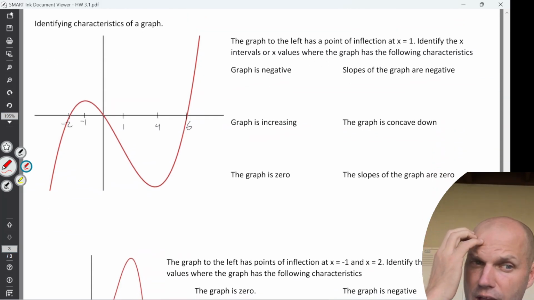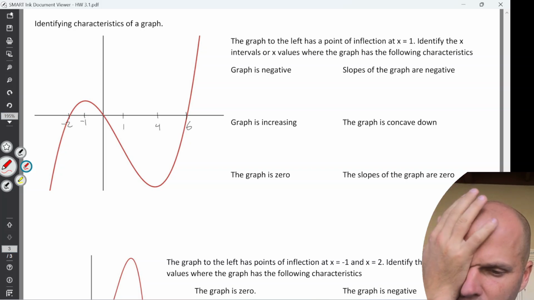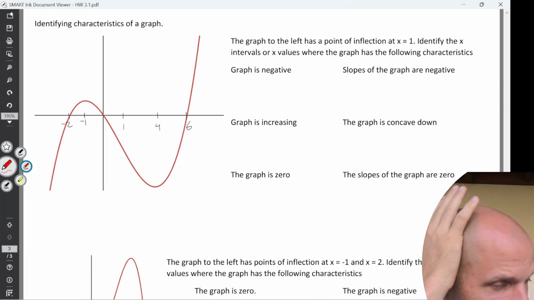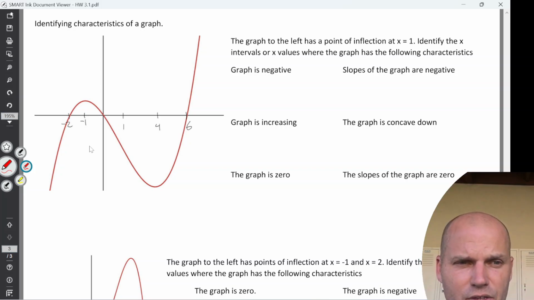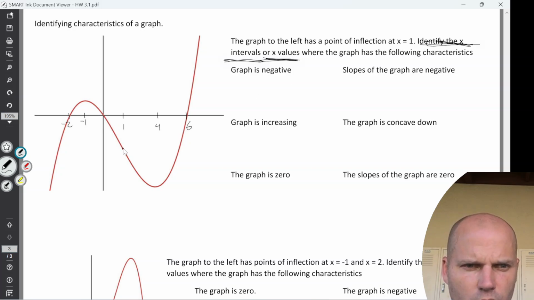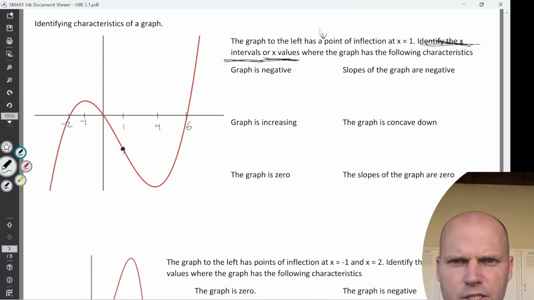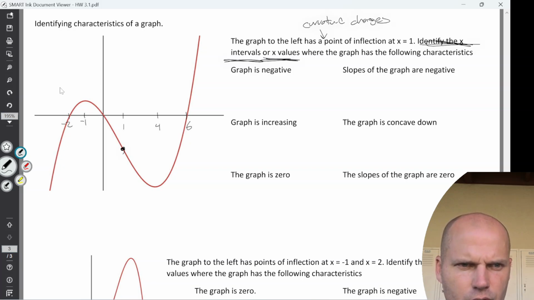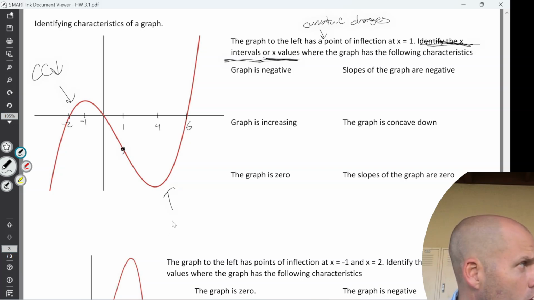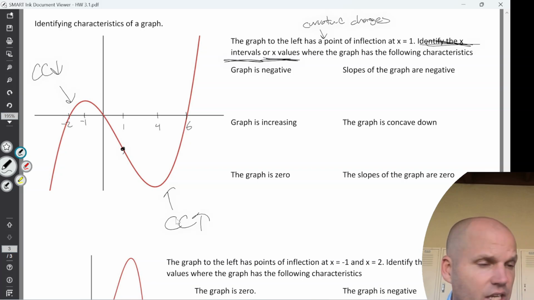All right, let me finish off with analyzing characteristics of graphs. Now, again, this is just the graph. Okay? And this graph, I don't really care about the y values of the graph, because we are looking for x values or x intervals. We are told the graph has a point of inflection at x equals 1. Might not have talked about points of inflection. The point of inflection is where curvature changes. All right, so we could see curving down. We would call this portion of the graph concave down. I like to go CC down. Curving up is concave up.